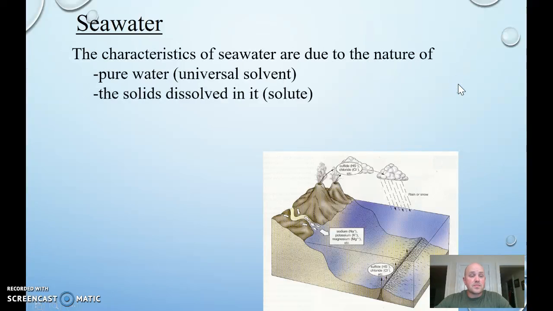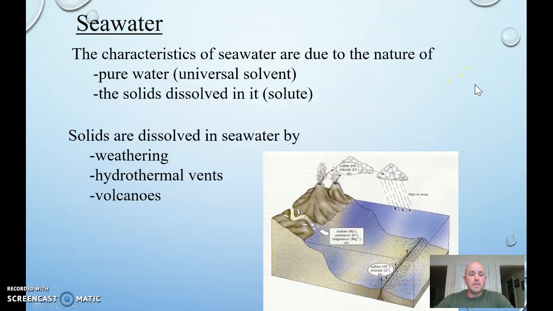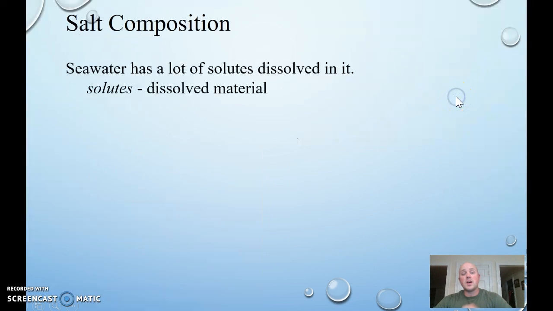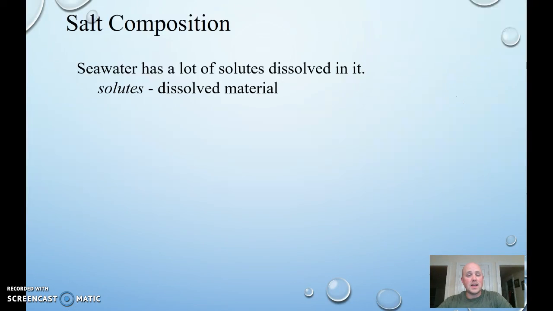So seawater. The characteristics of seawater are due to the nature of pure water, which is a universal solvent, and the solids dissolved in it. It's called the solute. Solids are dissolved in seawater by weathering, hydrothermal vents, and volcanoes. Salt composition. Seawater has a lot of solutes dissolved in it. You can remember, solutes are dissolved material.